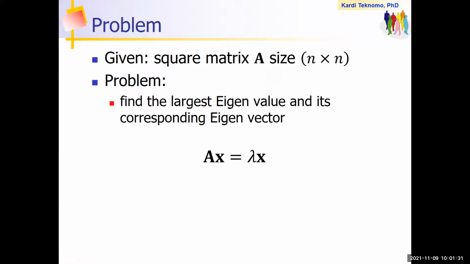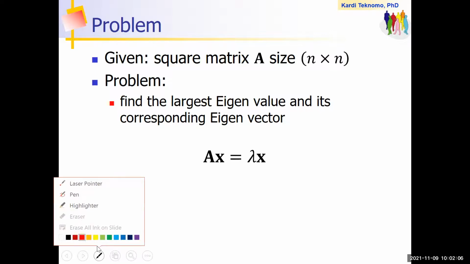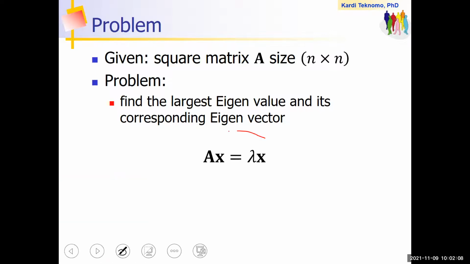So what is eigenvector, eigenvalue? If you have a matrix A, a square matrix, then we have this equation: A multiplied with X equals lambda, where lambda is a scalar number, multiplied by X. What is the meaning of this equation?